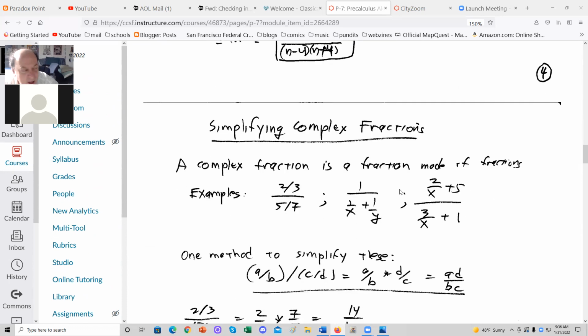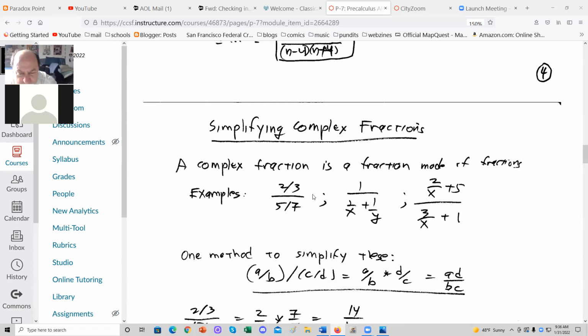Now there are things called complex fractions, which are fractions made of fractions. So for example, 2/3 divided by 5/7. Or 1 over x plus 1 over y. This is a curious one, a reciprocal of a sum of reciprocals. We'll see more about this later. Here we have 2 over x plus 5, all that divided by 3 over x plus 1.